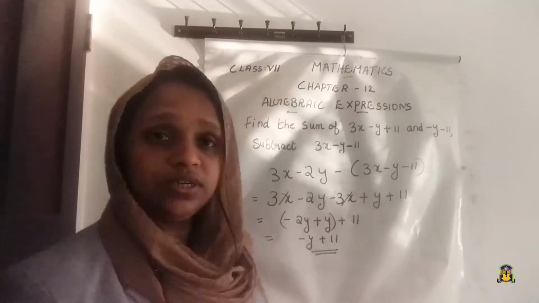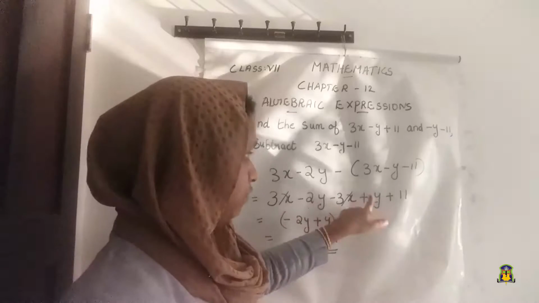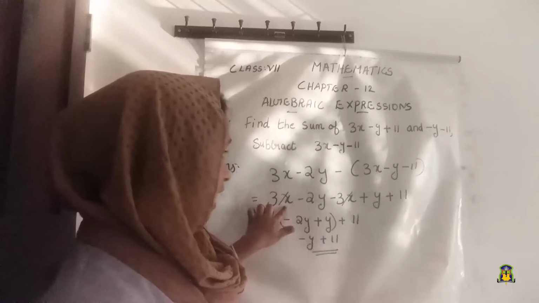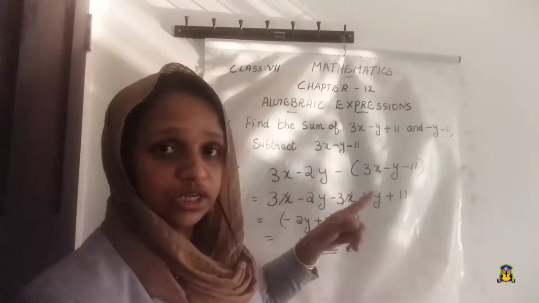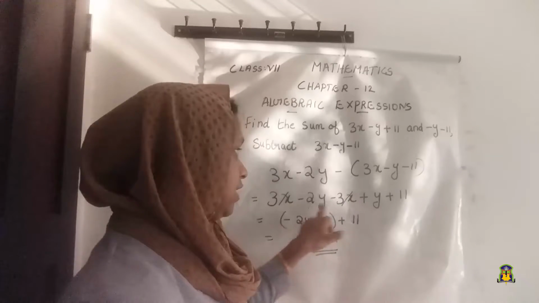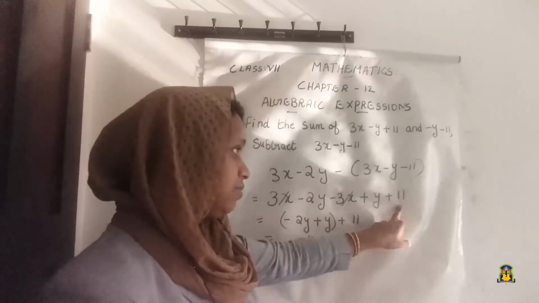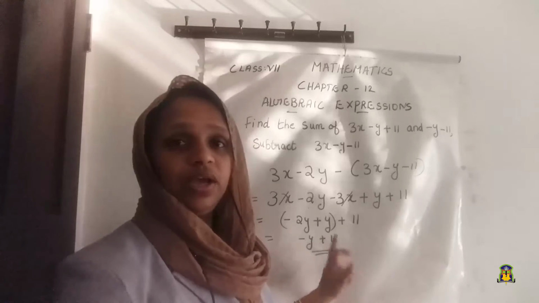Okay, students, got it? So, what have we done here? 3x minus 2y. First, we open the bracket. So, we can cancel this 3x. One positive, one negative, so we can cancel that. Otherwise, you can write the 0. Next, it is negative 2y plus y. It is, yes, negative y. Next, plus 11. So, this is our answer.